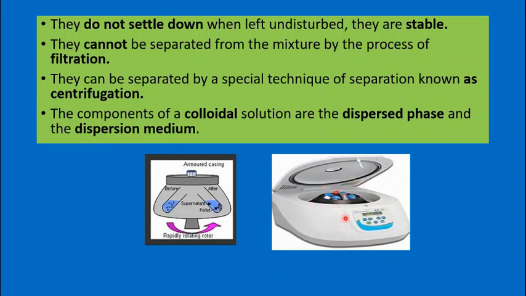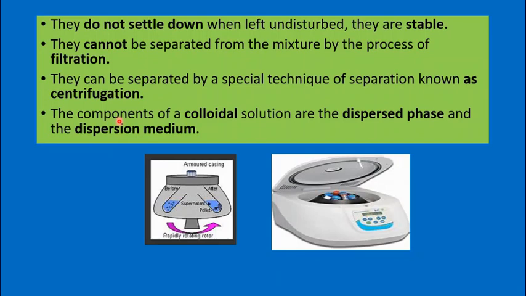When blood is collected, as you know when you give blood for testing, it is kept in this machine and rotated at high speed. The particles settle down at the bottom of the test tube and the clear plasma is on top. So the particles of a colloidal solution are separated by a special technique known as centrifugation, which you will be learning in the next part of the chapter.